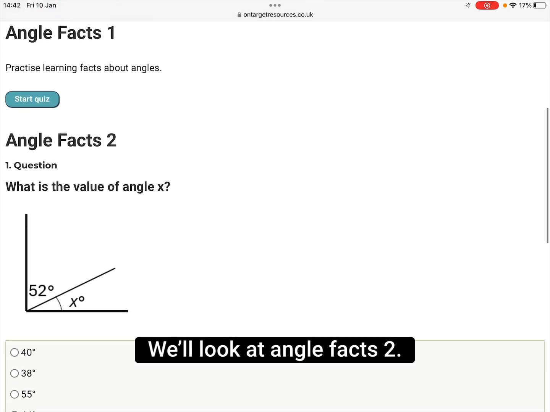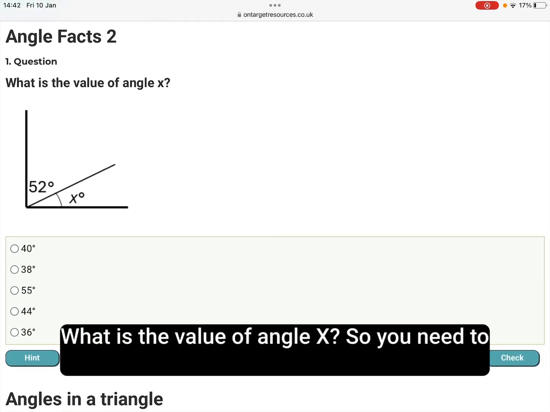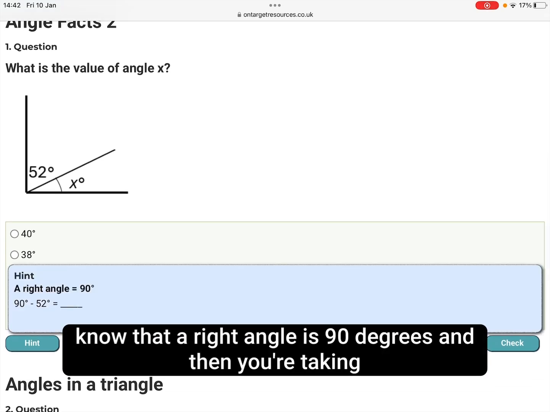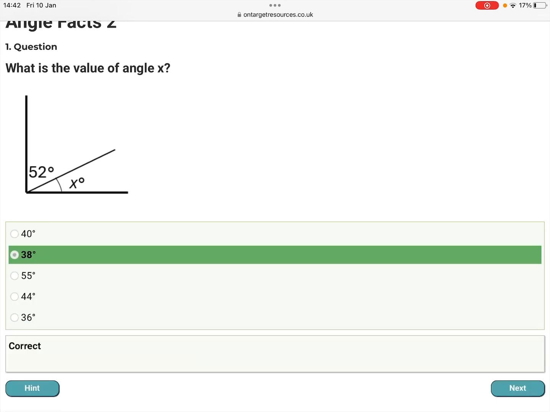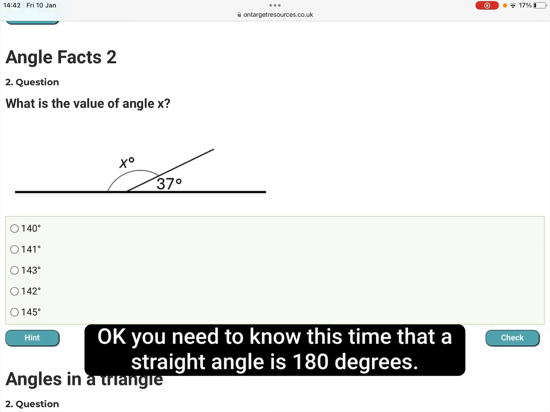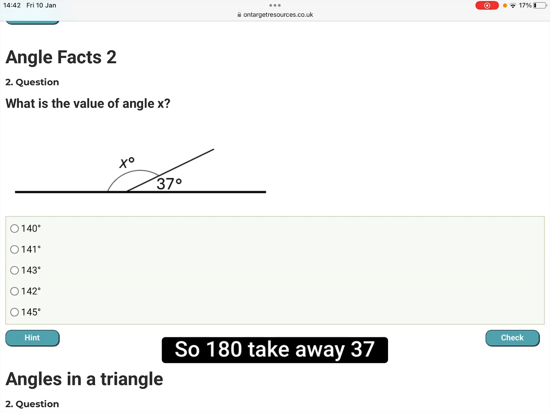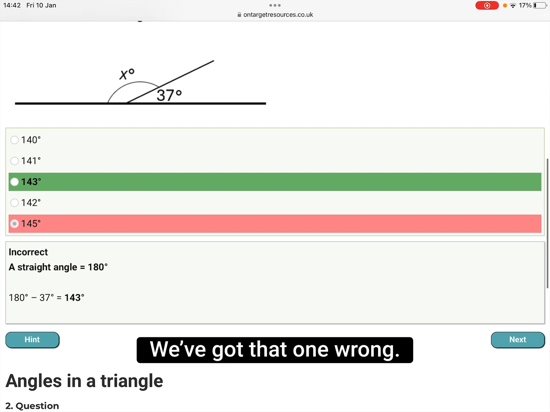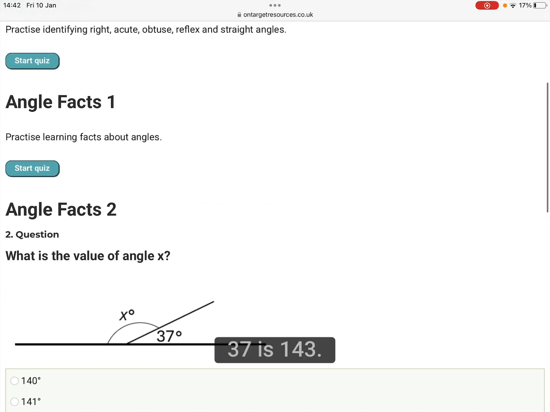We'll look at angle facts 2. Slightly more complicated. What is the value of angle x? You need to know that a right angle is 90 degrees, and then you're taking away 52 from 90 degrees. Let's just click, and that's the correct answer, 38. This time you need to know that a straight angle is 180 degrees, so 180 take away 37. Let's click on an answer. We got that one wrong. Straight angle equals 180. 180 take away 37 is 143.